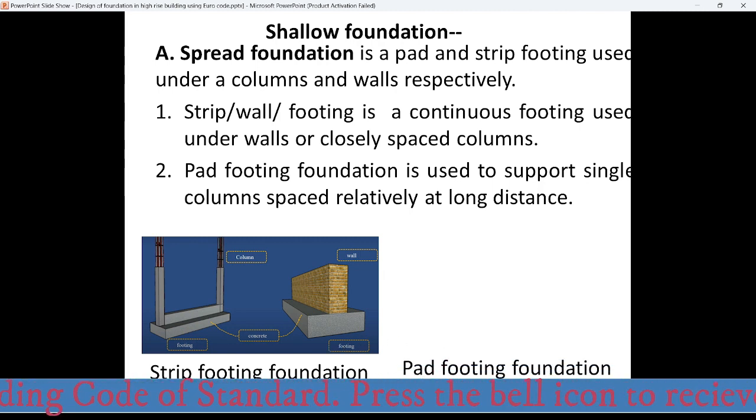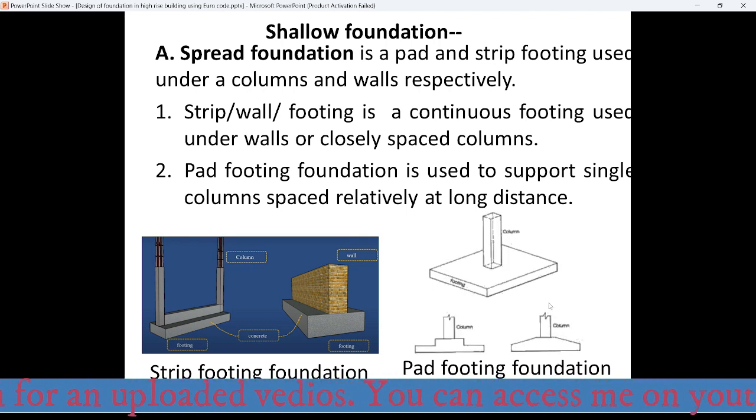And the second one is pad footing foundation, which is basically used for widely spaced columns having a lot of structural loads. Here, suppose we have a column and also an isolated footing. The geometry of this isolated footing may be slanted just like this, or it may be stepped just like this. So it depends on the contact area and the soil bearing capacity of the foundations.